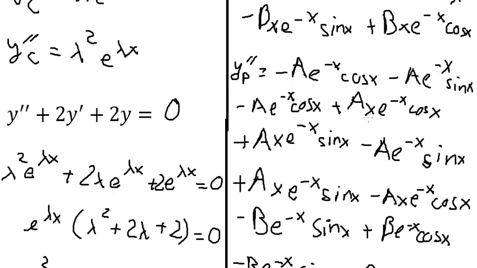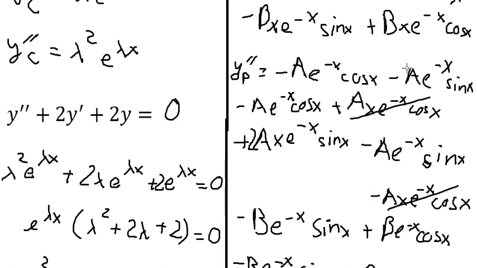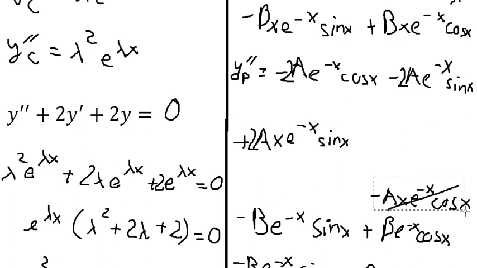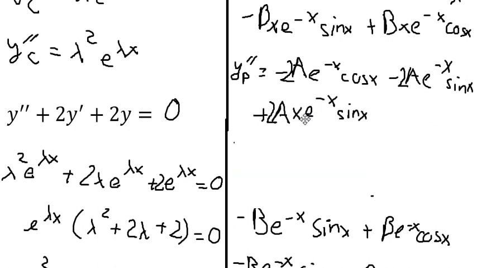Now we simplify for second derivative. This one with this one we cancel. This one with this one you got number 2. So this one with this one you got negative number 2. This one with this one you got negative number 2. Now we just have this one like this.